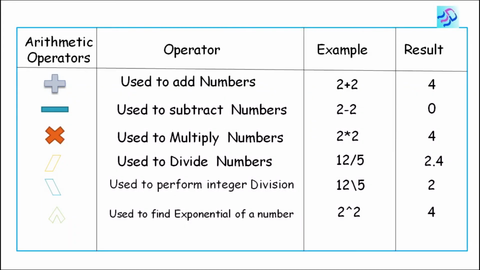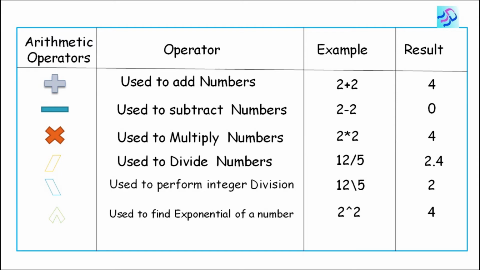The next is exponential sign. In the example column, you can see 2 exponential 2. That means power. 2 power 2. 2 squared is 4. This sign in my keyboard can be found in number 6, above Y and T.